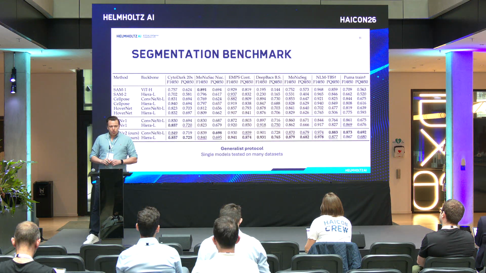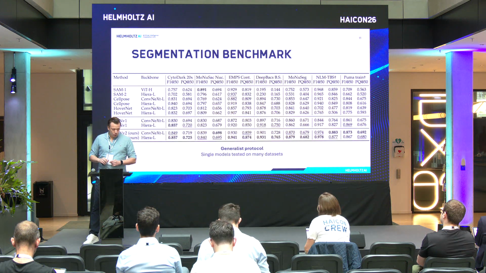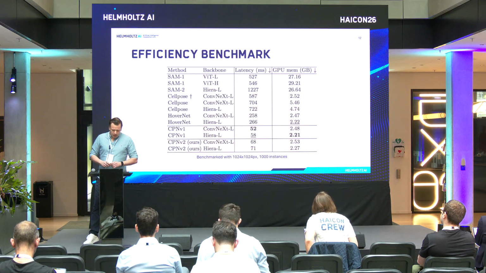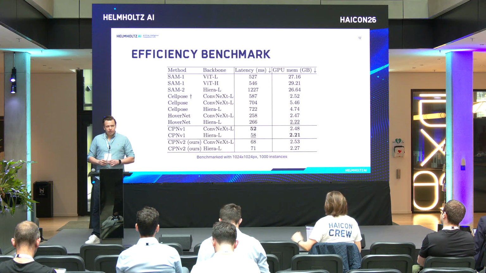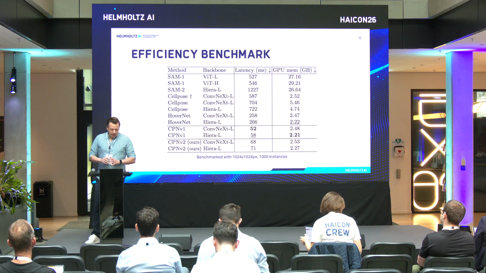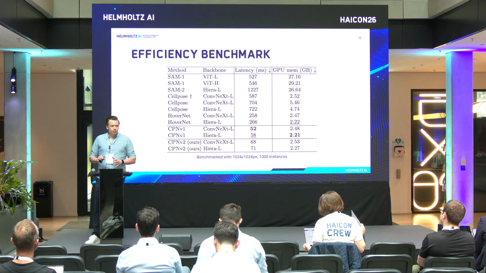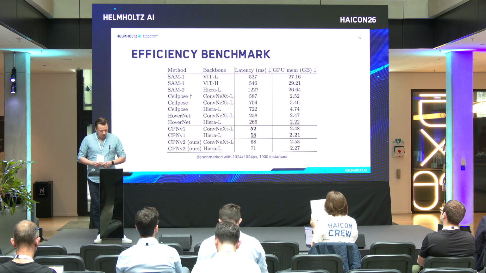In terms of segmentation benchmark, we tested against SAM 1 and 2, Cellpose, HoVer-Net, and CPN version 1 on many different data sets, and we're basically competitive across the board, which we, of course, were quite happy to see. Efficiency is one of the core selling points, so we tested that as well in terms of latency, which is the time each model requires to produce segmentations. The baselines required hundreds of milliseconds or even over 1,000 for the segmentation of 1,000 instances, whereas contour-based models only need 50 to 70 milliseconds.